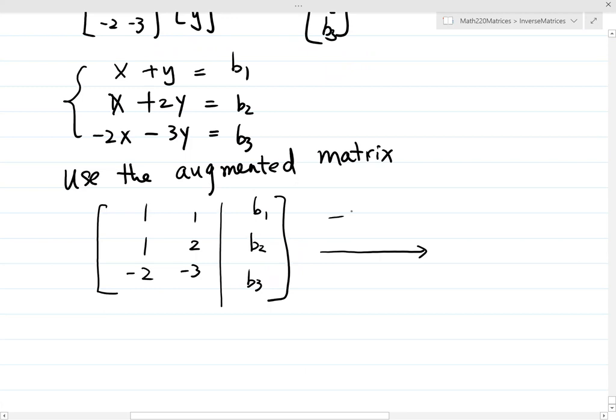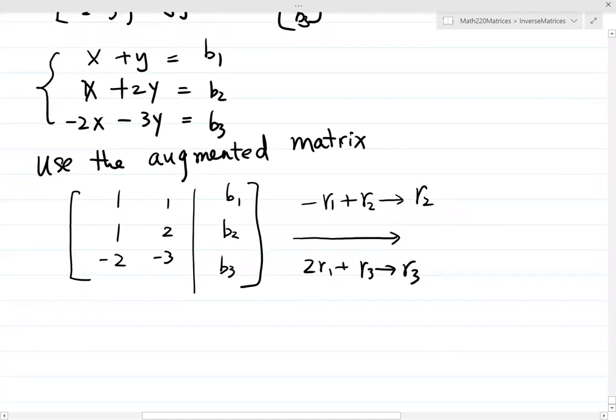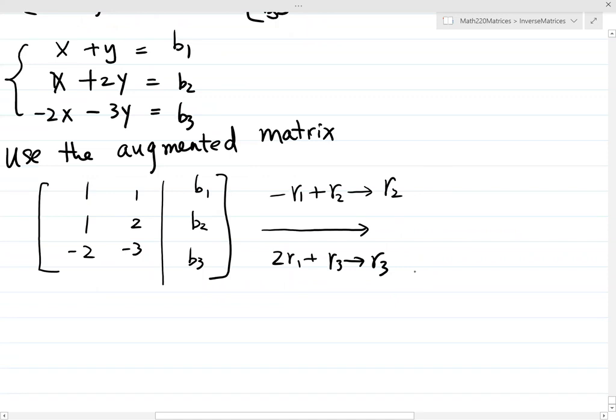We multiply row 1 by -1 plus row 2, and replace row 2. Then we do twice row 1 plus row 3, and replace row 3. Then what we get from the row operations is: row 1 is fixed, 1, 1, B1.